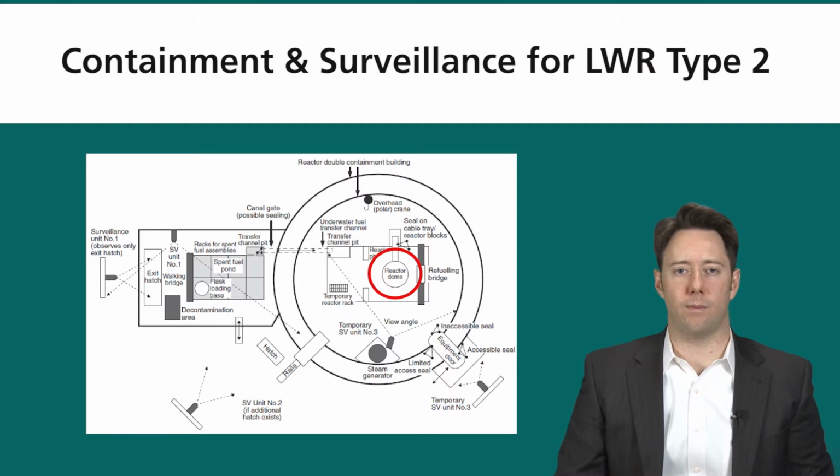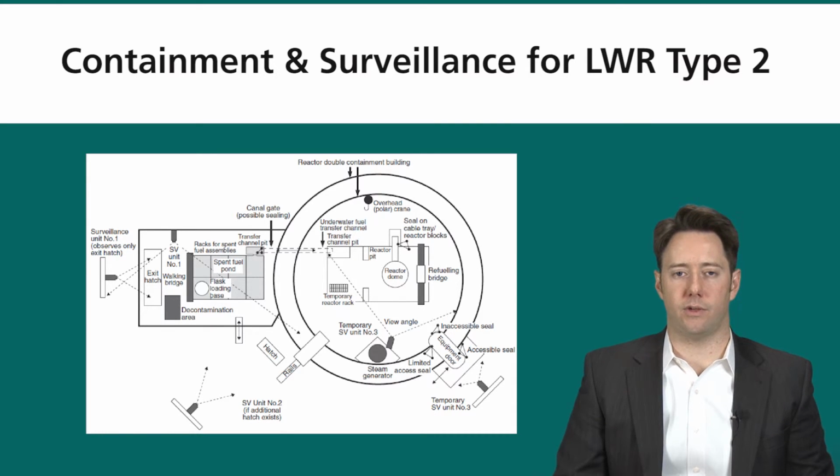Then you can see an equipment door on the reactor containment. You can see the canal gate that leads from the reactor to the spent fuel pool. And then you see an exit hatch there in the spent fuel building. So first question is, where can we place some seals?